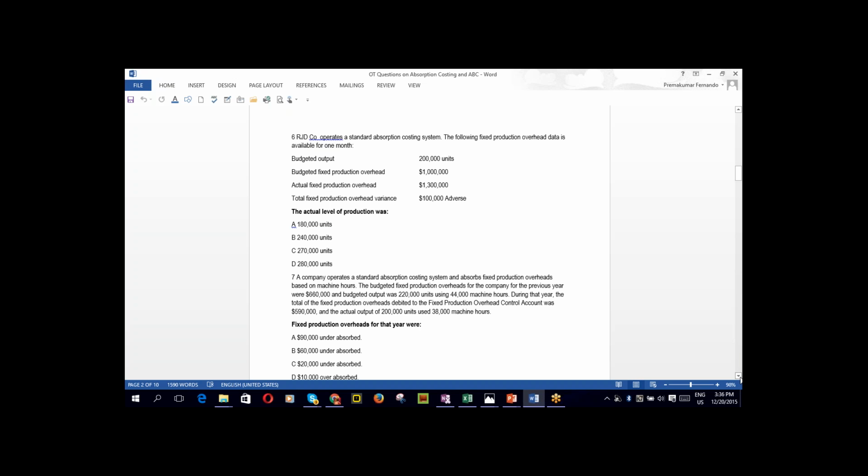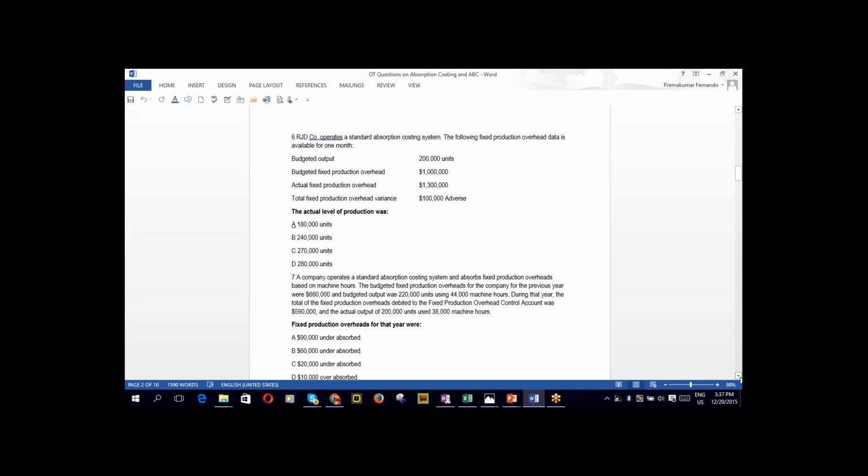What is fixed production overhead variance when you say adverse? That means you have spent more than the budget, 100,000. If it's favorable, that means you have spent less than the budget. These are little tricky calculations, and we are going to learn how to do the calculation for this kind of thing. We have been asked to find out the actual level of production.